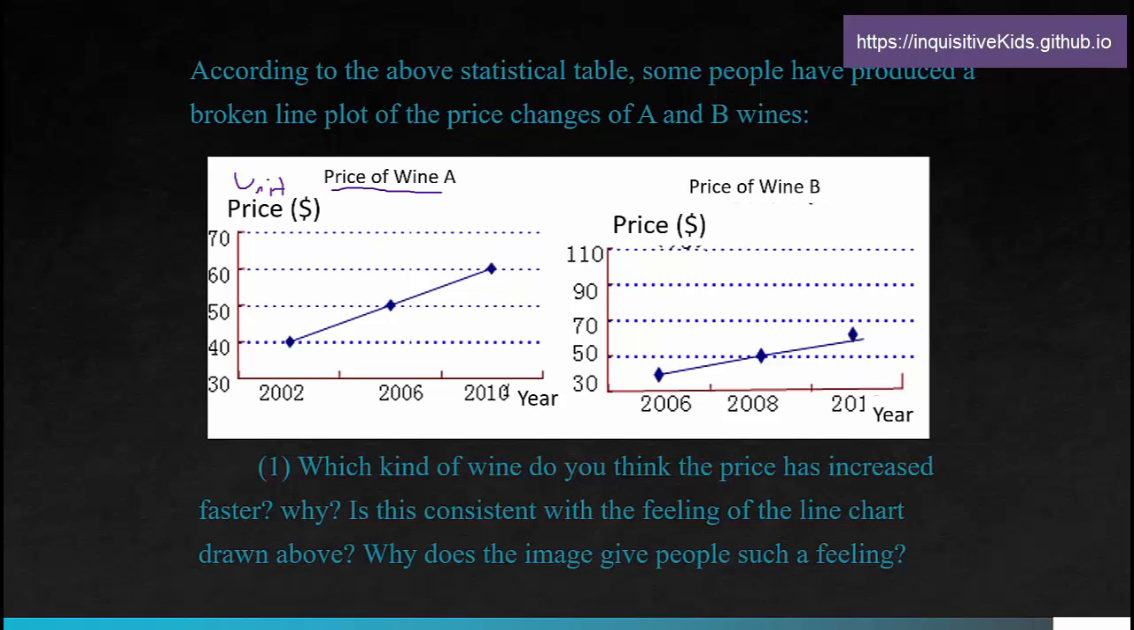Well, I personally think that the wine A brand was increasing faster because in here the slope is more tilted than this slope. This slope here is kind of going this way. This slope here is going this way. So it's obvious that this slope right here is steeper. But is this really the case? Is it consistent? Why does the image give people such a feeling?